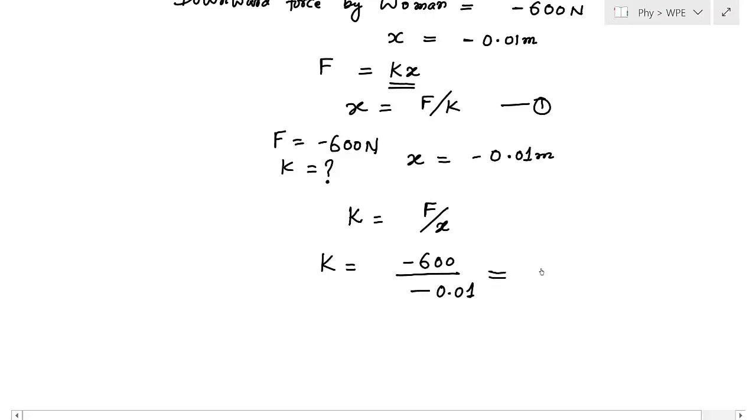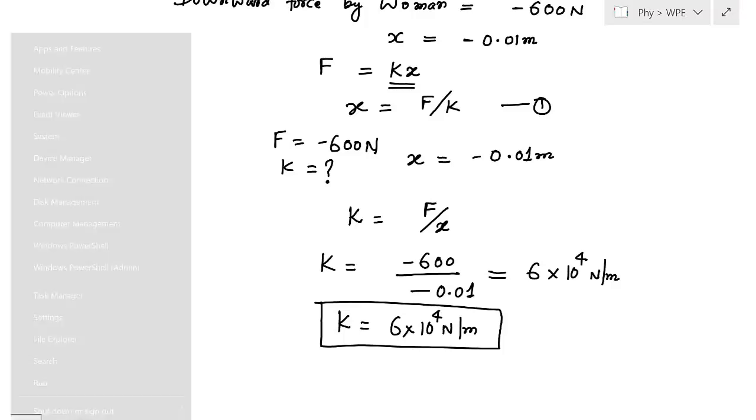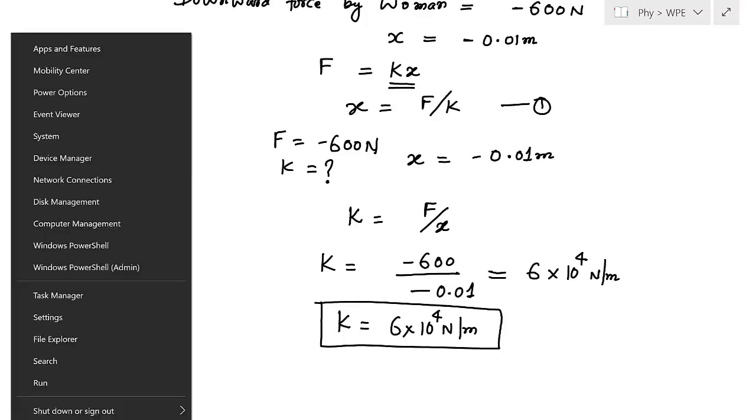Now if you solve, K is equal to 6 into 10 to the power 4 Newton per meter. So this is the force constant value for this spring. What I have done is simply one thing: at equilibrium, the force applied by the bowman, or the weight of the bowman, is equal to the force applied by the spring.